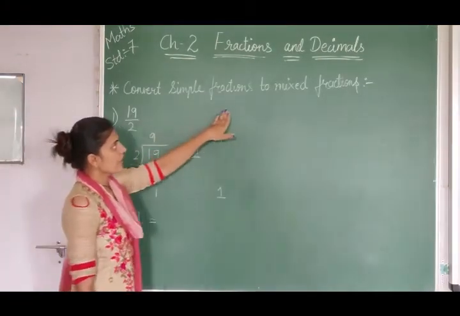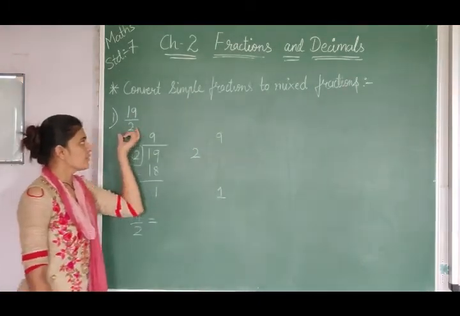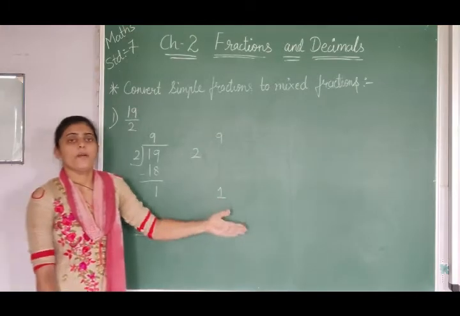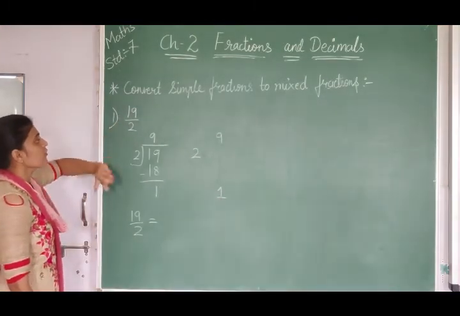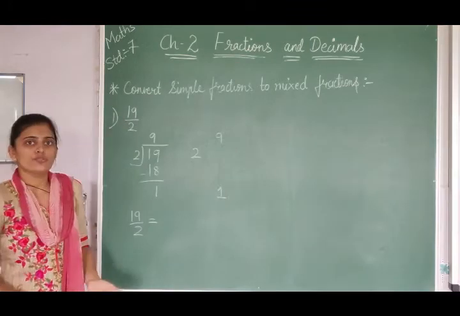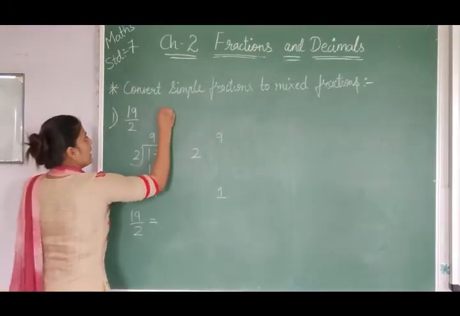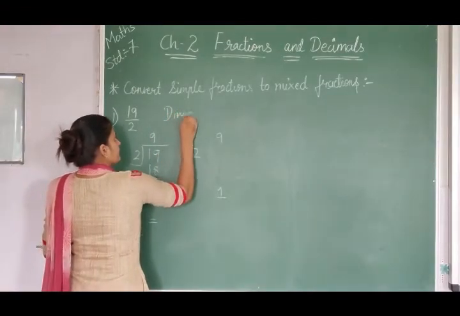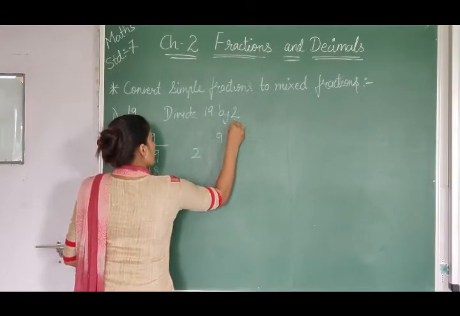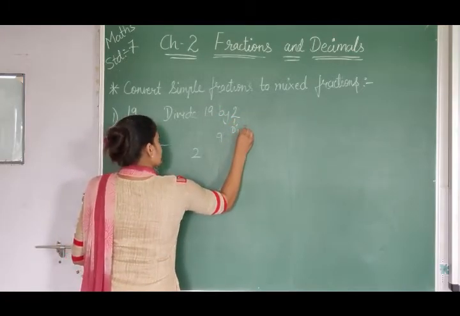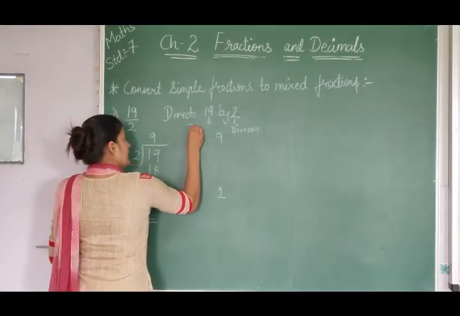Convert simple fractions to mixed fractions. A simple fraction is given to you, and you have to convert it into a mixed fraction. So how will we convert it? Take 19 by 2. What do we have to do? We have to divide 19 by 2. So 2 will be the divisor and 19 will be the dividend.